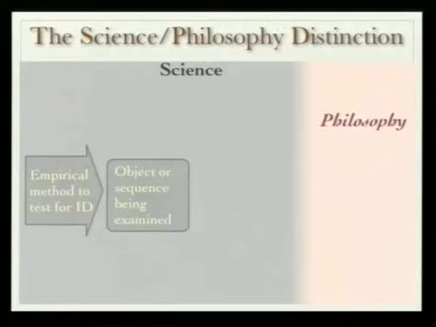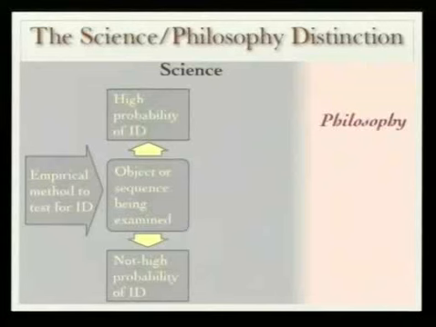For example, in the case of the Sphinx or Windows Vista, we could subjectively say that looks to me like a product of intelligent design, but the job of science, if it's to be rigorous, must develop a generally accepted method to test for intelligent design and apply it to the object or sequence under investigation. That method will either indicate that this effect has a high probability of intelligent design, or it does not have a high probability of intelligent design. It may have a low probability, but it's not high enough to warrant jumping into the higher category there. That's the job of science.